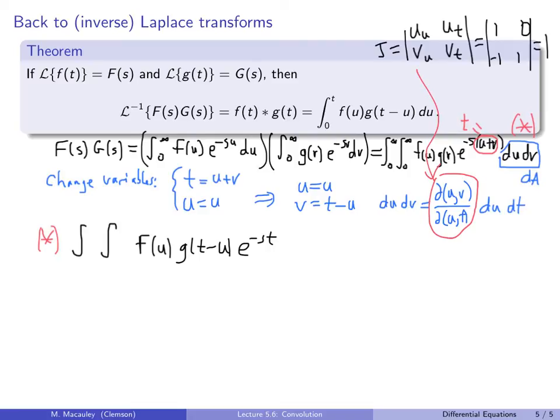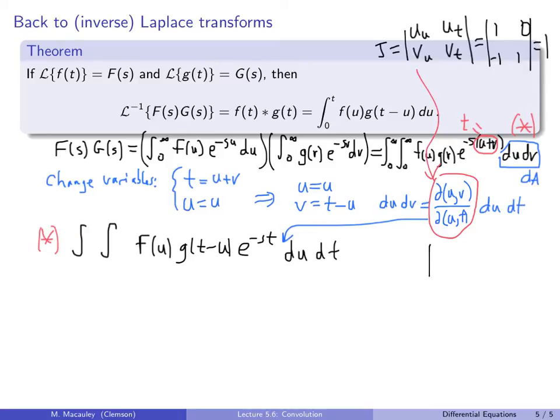So now we can put du dt. This thing should go in here, but it's 1, so we don't need it. Okay, so now the hardest part is probably coming up with the limits of integration. So now that we've changed variables, what are these limits?